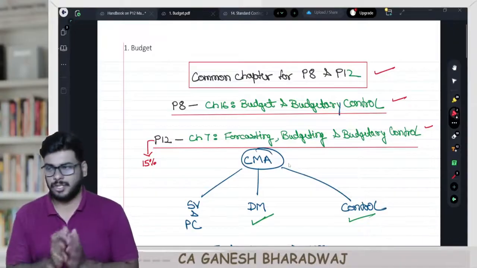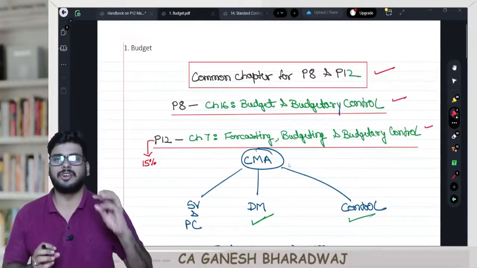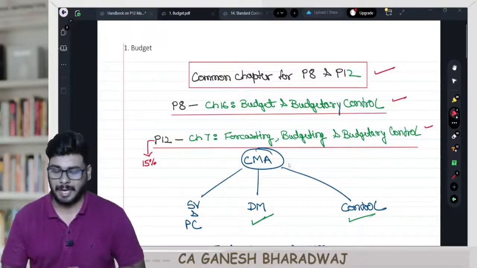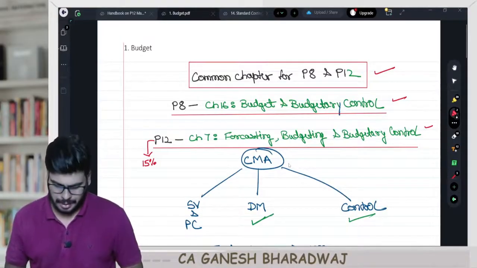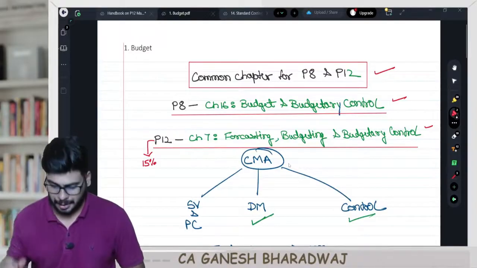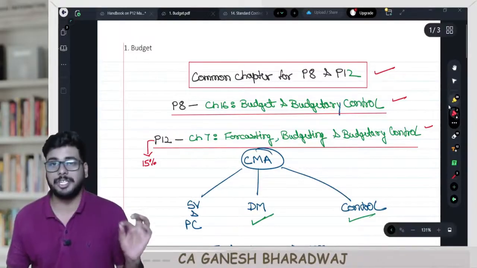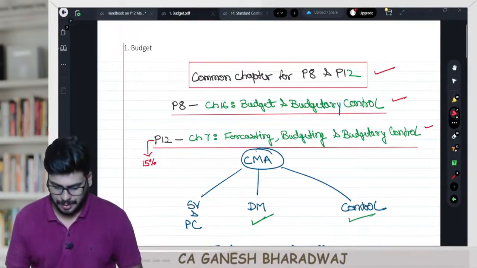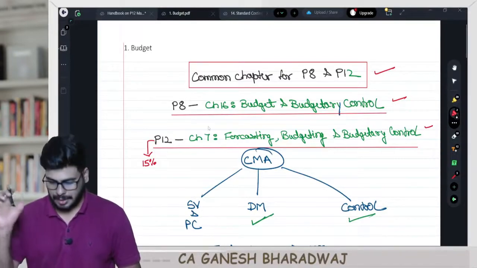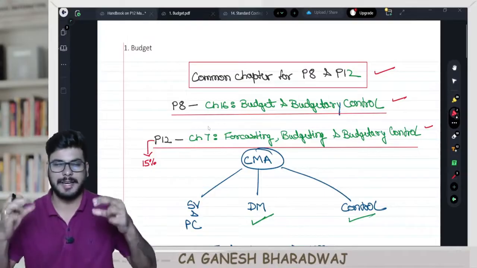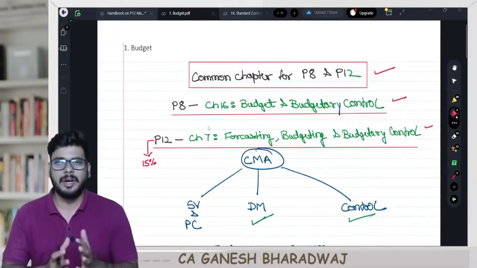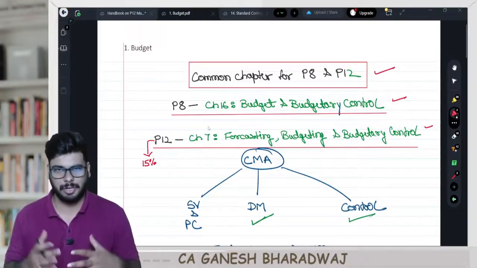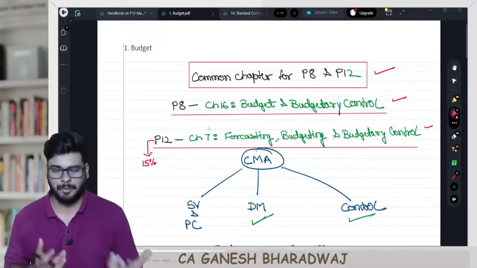Now, guys, this chapter, budgeting, is a common chapter for paper 8 cost accounting and paper 12 management accounting. In paper 8, this comes under chapter number 16, which is budgets and budgetary control, right? And in paper 12, it is chapter number 7, forecasting, budgeting and budgetary control. The name of the chapter alone is different, but predominantly around 80 to 90% of the content of this particular chapter is going to be the same for both the papers, right?